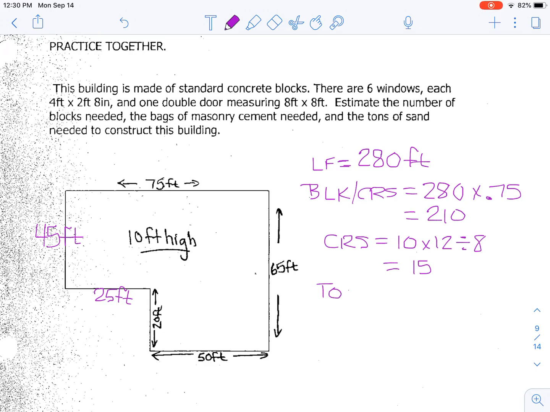To do the total block, we know that we need 210 block in one course, and we're going to make 15 courses, or 15 rows. That means that it is estimated that we need 3,150 block for that structure.